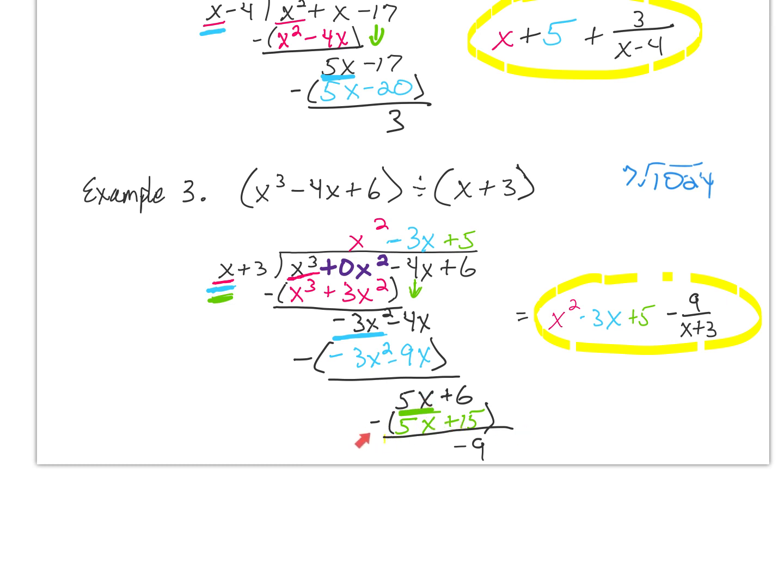5x minus 5x is 0. And 6 minus 15 is negative 9. Negative 9 over x plus 3 is my remainder. So x squared minus 3x plus 5 minus 9 over x plus 3. And that is just simply going over today's examples from the lesson of dividing polynomials using long division.